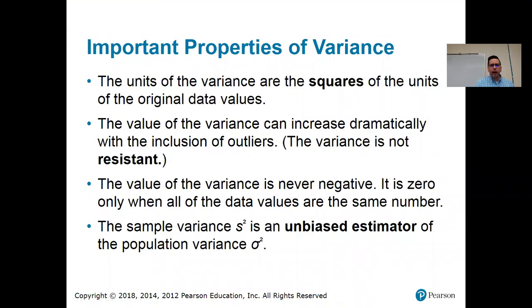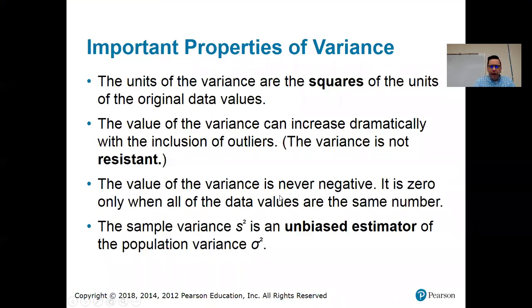Properties of variance, already pointed out, the units of variance are the squares of the units of the original data values. So if your data is in pounds, your variance would be in square pounds. If your data is in megabits per second, your variance is in square megabits per second, whatever that means. The value of the variance can increase dramatically with the inclusion of outliers, which means it is not resistant. We talked about that term earlier in another video, I think.